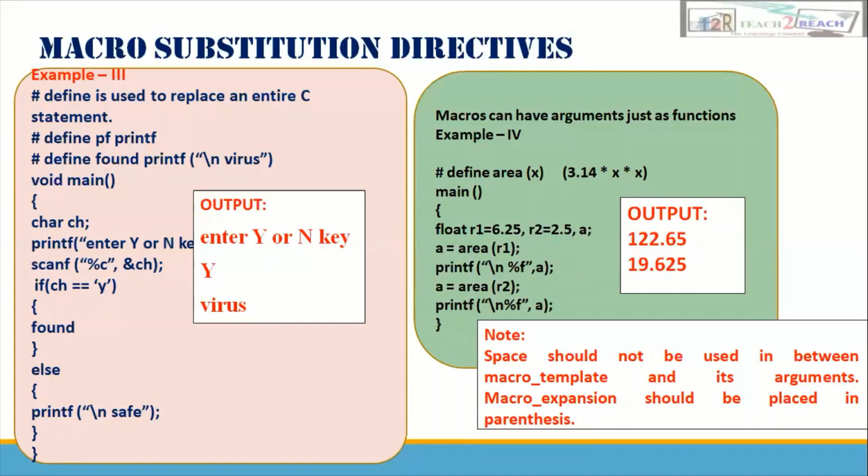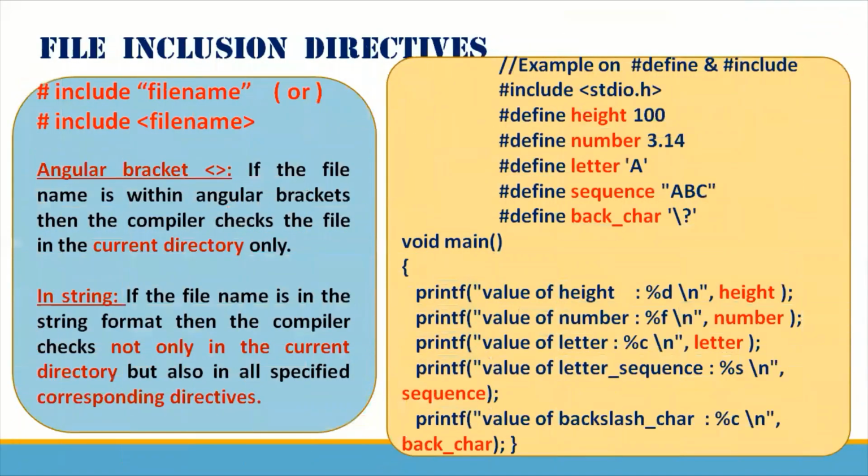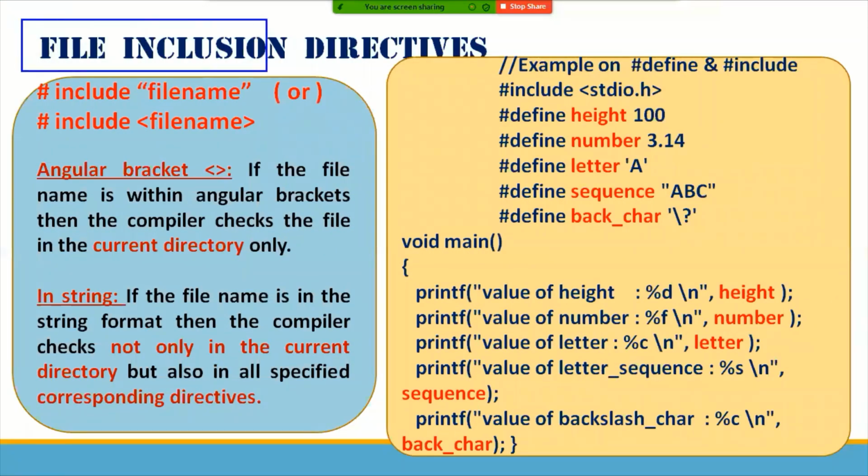Then coming to the second one, the file inclusion directive. The file inclusion directive is used to include different header files. You can include header files either by using double quotation marks, or the file name can be included in angular brackets.